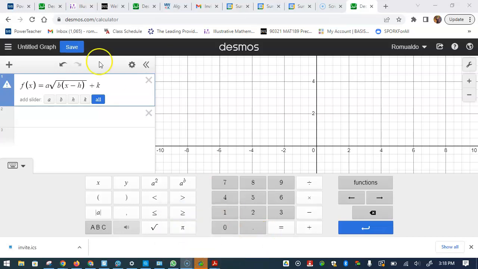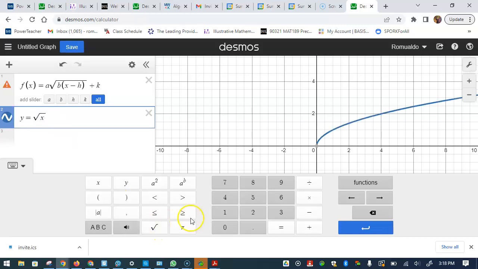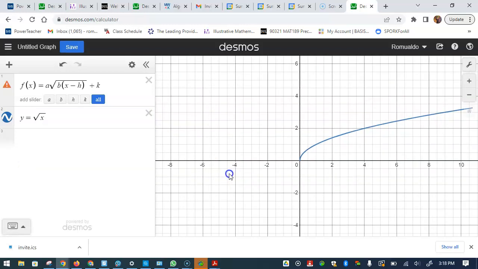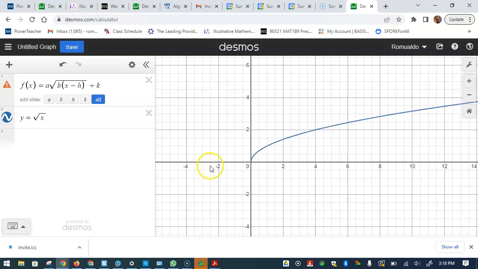In this video, I'm trying to show how to transform a radical function, that is the square root function. So let's start with the parent function. Y is just the square root of x, and you can see clearly the graph of this is a square root function. The domain is x greater than or equal to 0, and the range is from 0 to infinity. So this is the main graph for understanding.